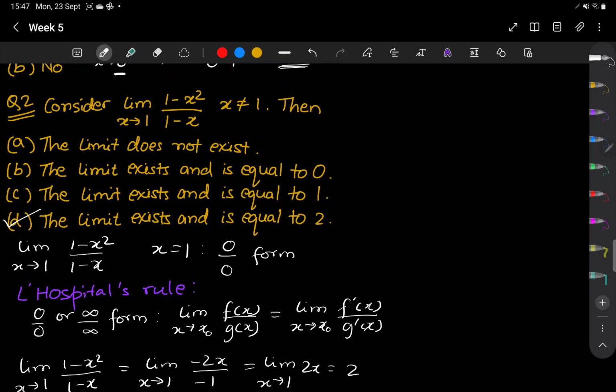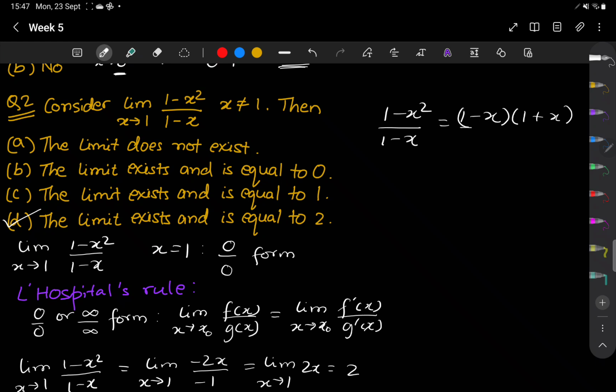There is another way that you could have used to solve this. So you see that (1 minus x squared) over (1 minus x). Now the numerator is of the form a squared minus b squared, so you can factor it out as (a minus b) times (a plus b). So it is 1 squared minus x squared, because 1 squared is 1. So this gives you (1 minus x) times (1 plus x).